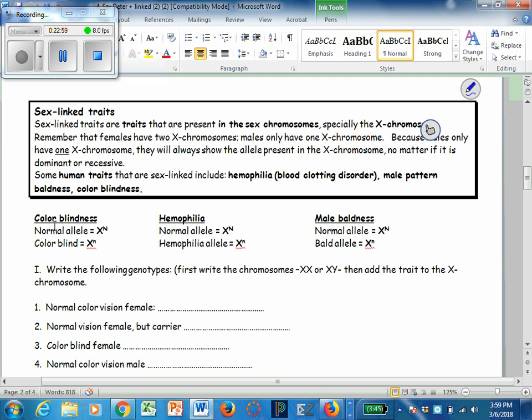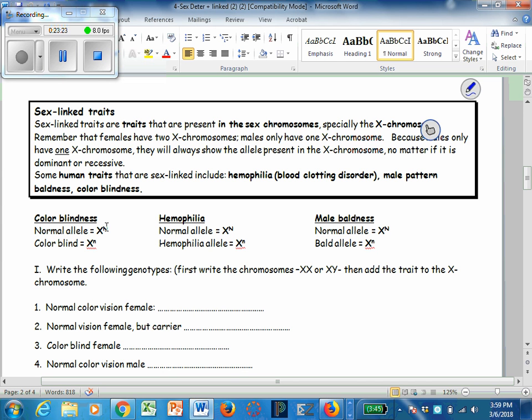Right? So 3 common ones are color blindness, hemophilia, and male baldness. And again, we do see on a rare occasion baldness happen in females, but typically it happens only in males. And again, this is why I blame my mother for me being bald, because I got my X chromosome from my mom, which means that that trait came from her side of the family.